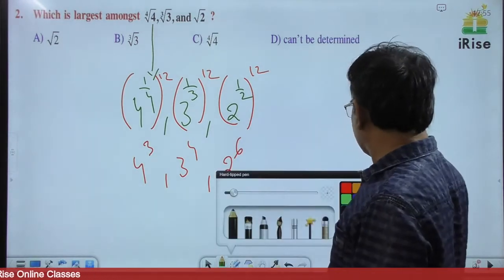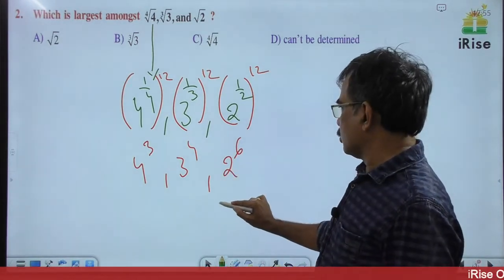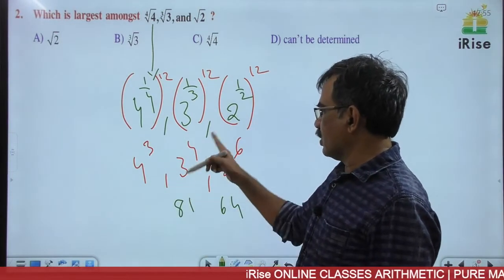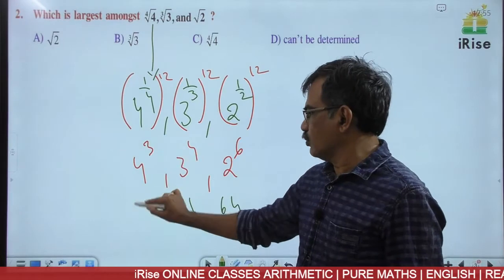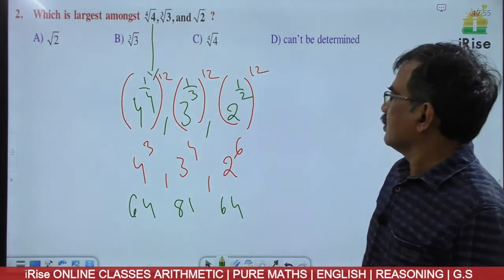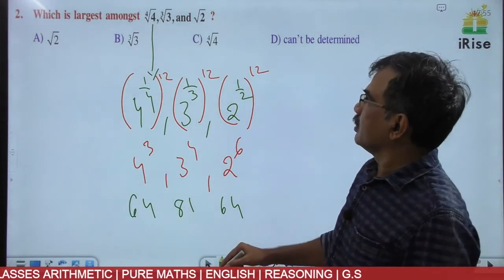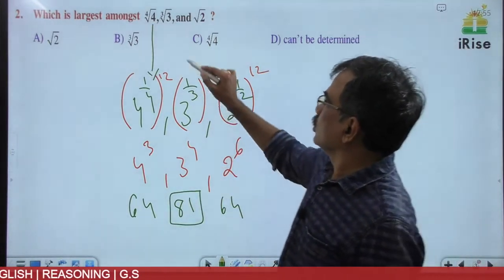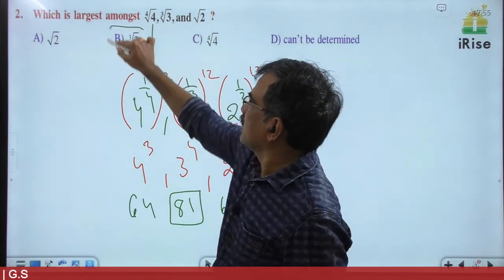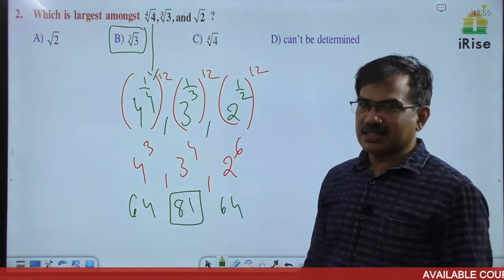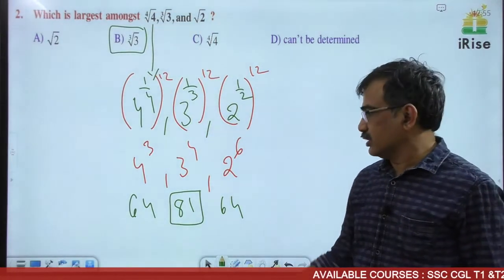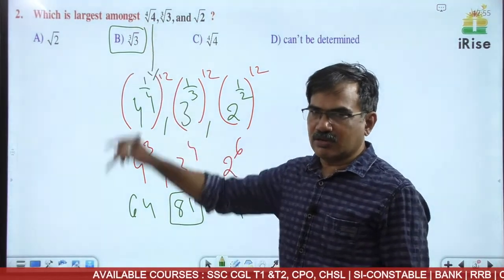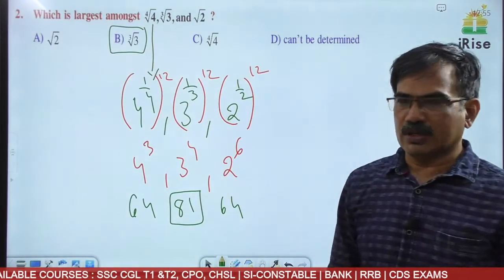Here what is the value of 2 power 6? 2 power 6 is equal to 64. 3 power 4 is 81: 3 square is 9, 9 square is 81. 4 cube is 64. So therefore the largest value is nothing but 81, the middle value. So the answer is cube root of 3 is the maximum value. But these two are equal, so both are minimum. That's why the question is given as maximum. Okay, next one.